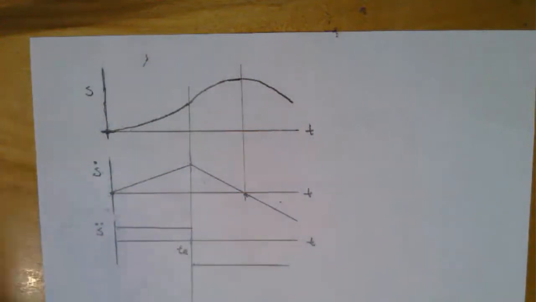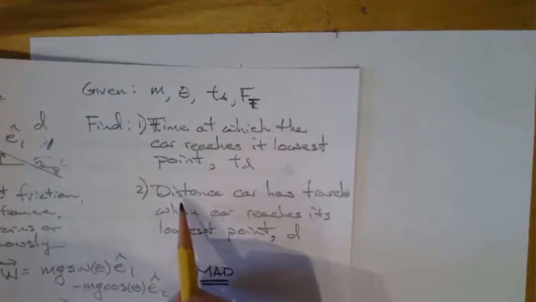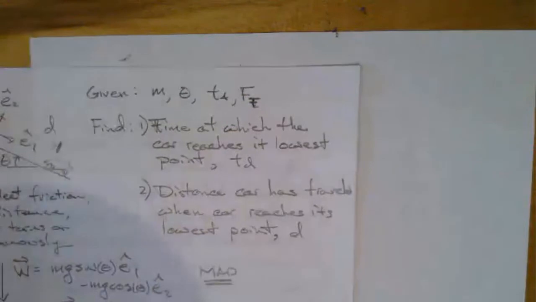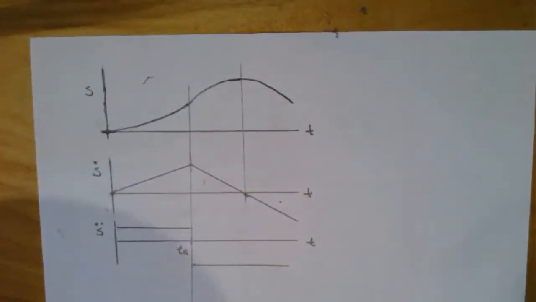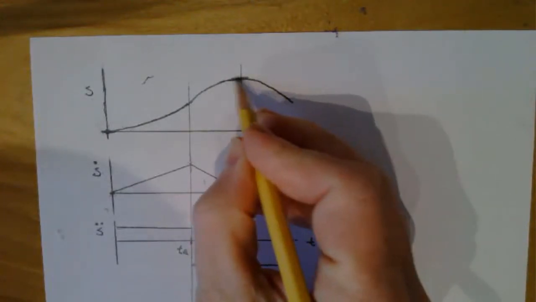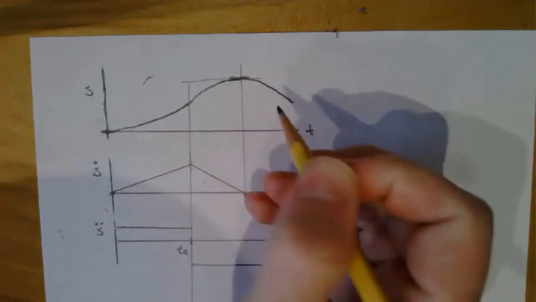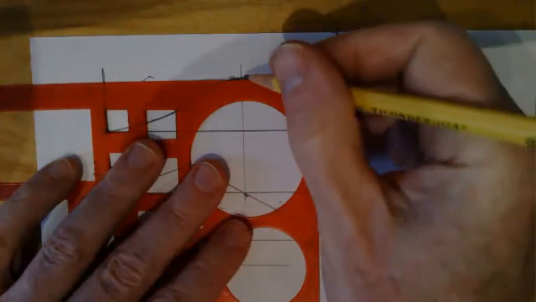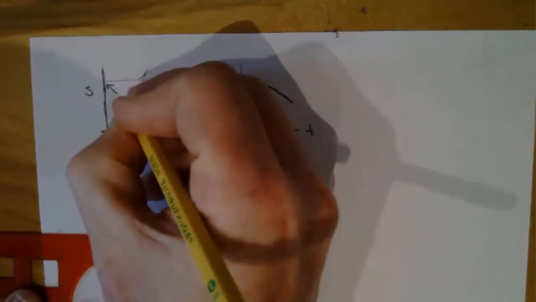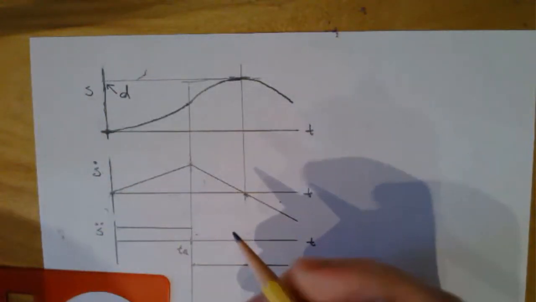Because the thing we're supposed to find, where are we supposed to find two different things? Let me go down to the second one first. We're supposed to find the distance the car has traveled when the car reaches its lowest point. When the car reaches its lowest point, it's as far as possible away from the beginning point. Well, here is where it reaches the farthest possible away, right? Here's where it turns around and starts heading back uphill again. So if I were to draw another little faint line right there, that distance right there, that's D. That's what I want to find in the second part of the find.